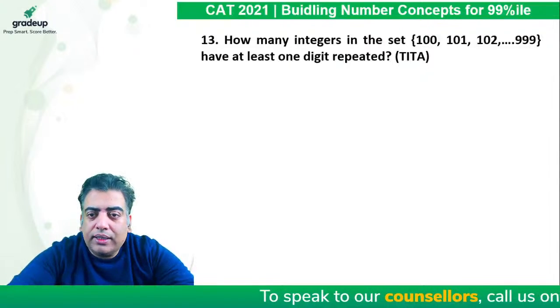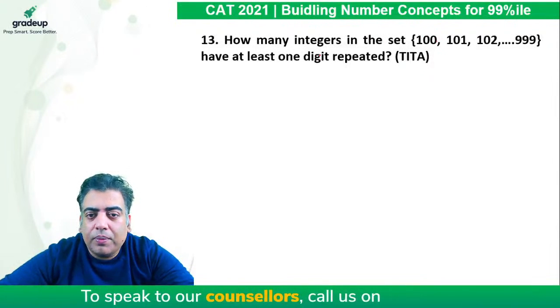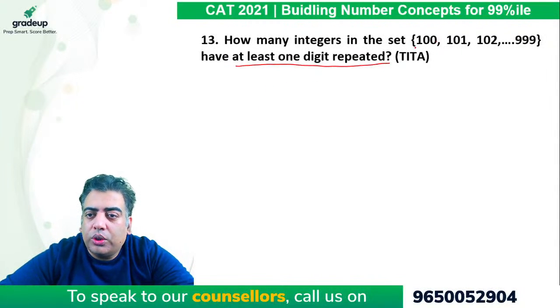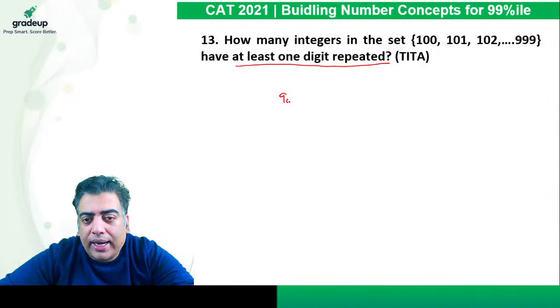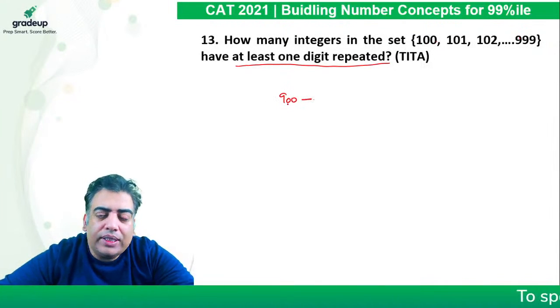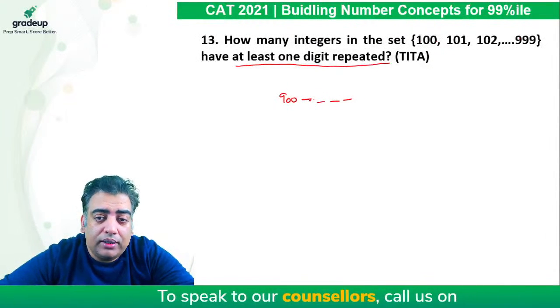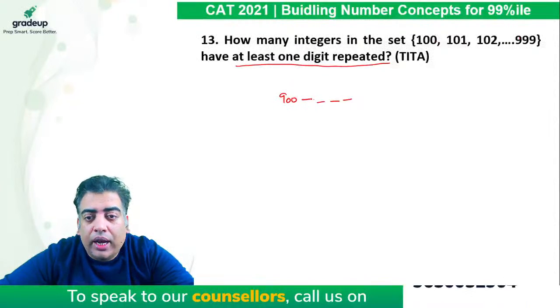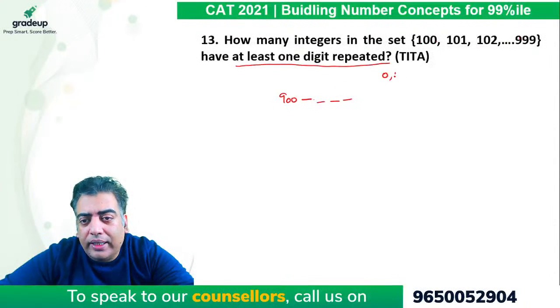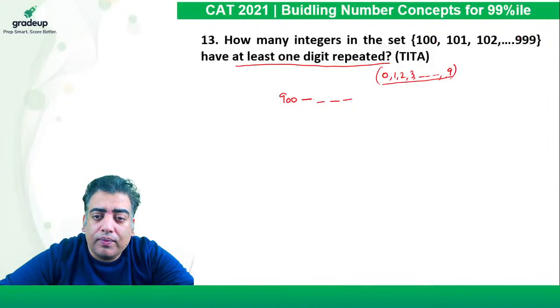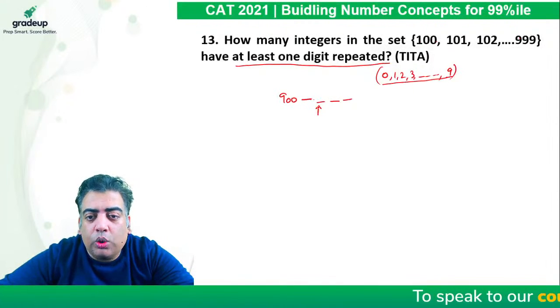In 13th, it says how many integers in the set have at least one digit repeated. So 100 से लेके 999 तक, all are 3-digit numbers which are 900 in number. I will subtract those numbers wherein no digit is repeated, right? In order to do that calculation, I need to find all 3-digit numbers which are made up of 0 to 9 without repetition. So at this place, 0 cannot come.